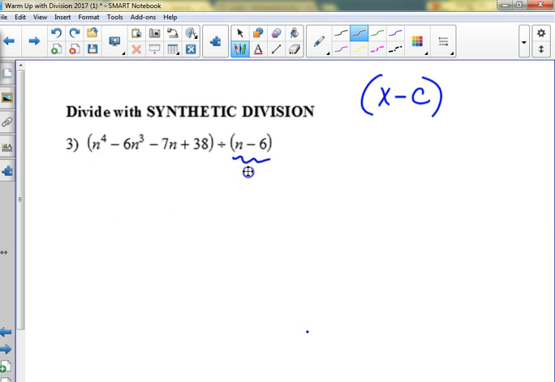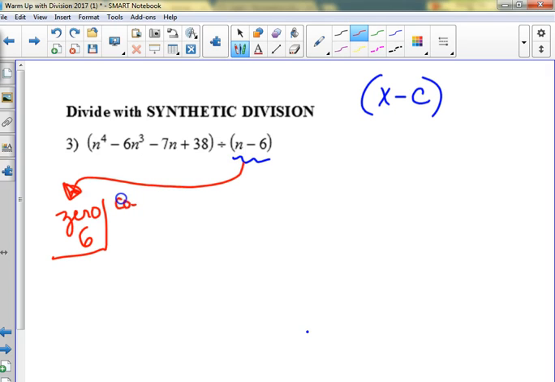It's an n, not an x. The thing students generally mess up is the 0 is what goes in this box over here. So what is the 0 associated with n minus 6? Positive 6, right? And if you set that equal to 0, it is the 0 associated with that divisor. Does everybody get that? Okay.